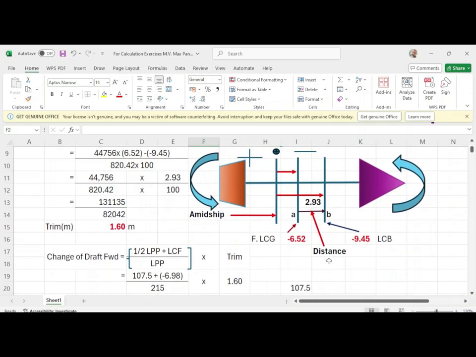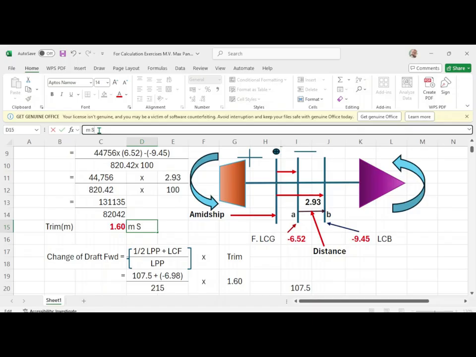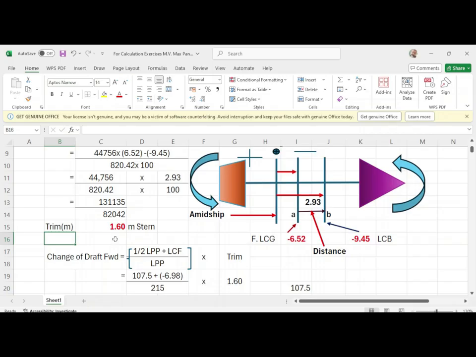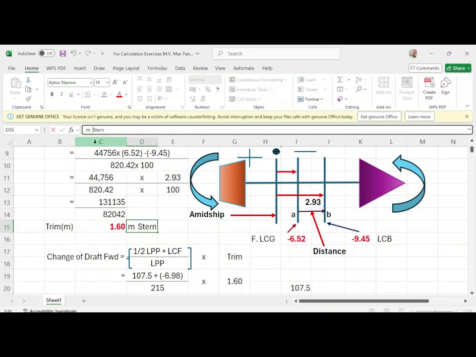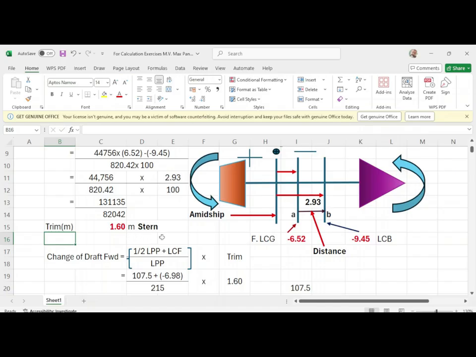Okay, then we go. So we have now our trim. So this will be trimmed by the stern. Okay, that will be trimmed by the stern. Okay, trimmed by the stern. So this is trimmed by the stern.